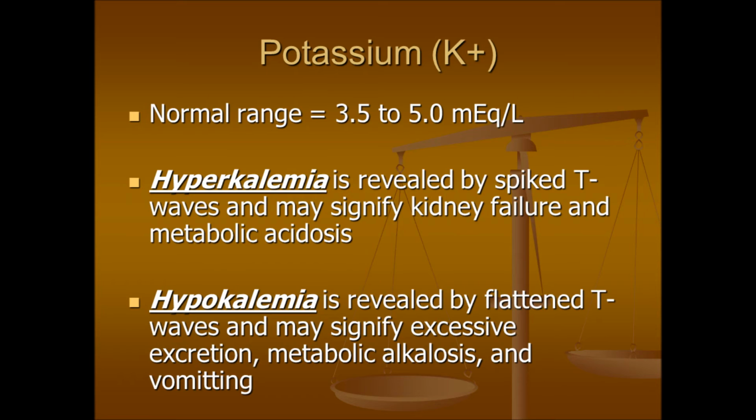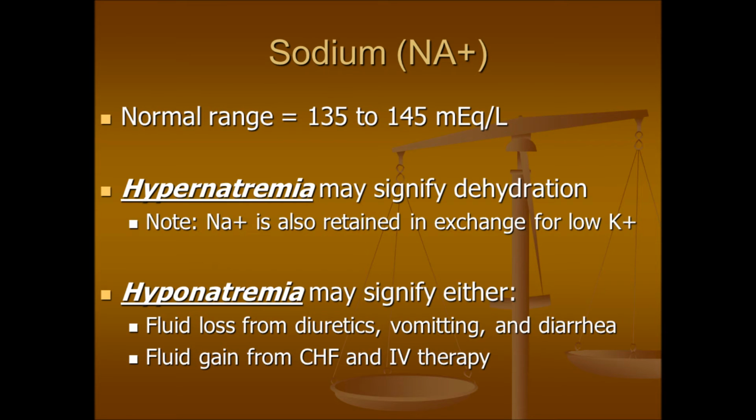Normal range for sodium is 135 to 145. It puts me in the mind of pH, 7.35 to 7.45 milliequivalents per liter. Hypernatremia may signify dehydration, and sodium is also retained in exchange for potassium. So when you have a patient who is losing potassium, they will hold on to sodium. So hypernatremia could show signs of dehydration. So they're diuresing that potassium out, and therefore the body is holding on to sodium.